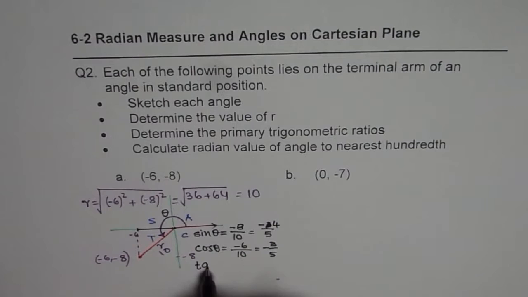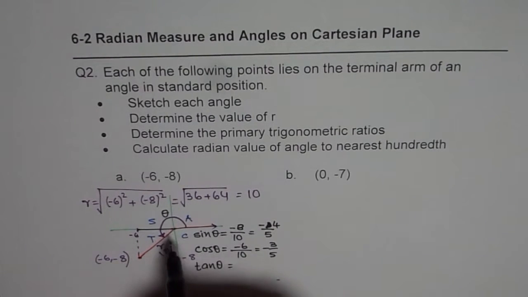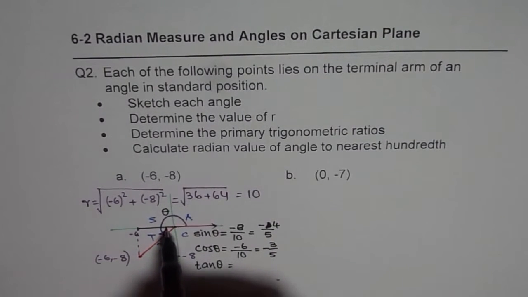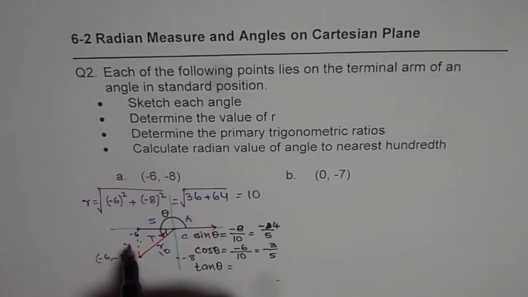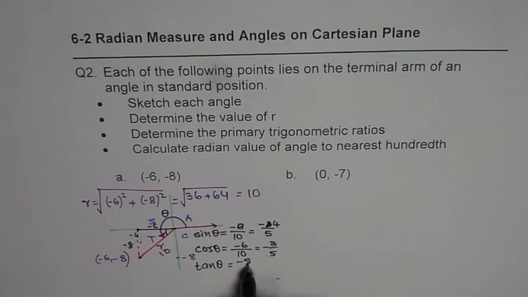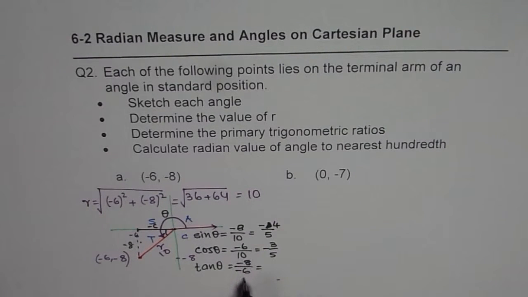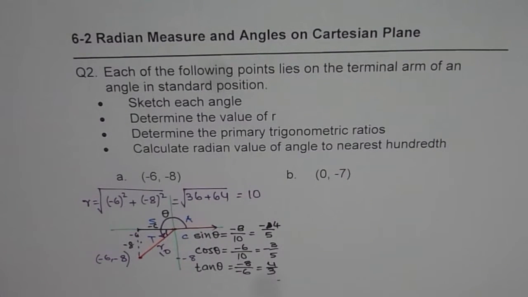Tan theta is equal to opposite over adjacent. The opposite side is -8 and the adjacent side is -6. So tan theta is -8 divided by -6. When you divide both by 2, you get 4 over 3. So that is the value of tan theta. As you can clearly see, tan is positive, sine and cosine are negative. So that is how you can do it.